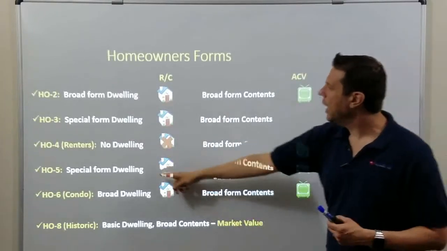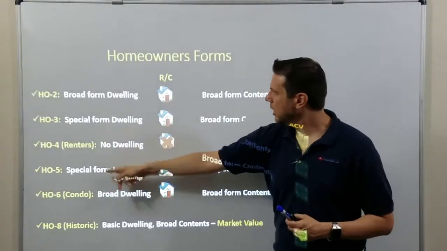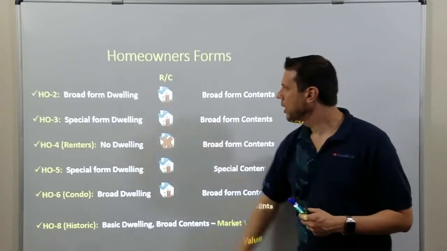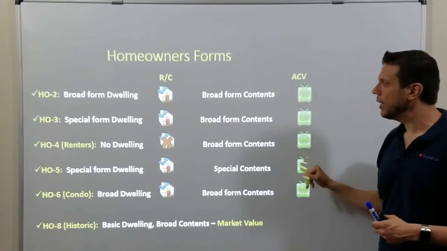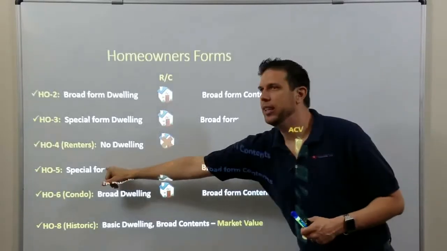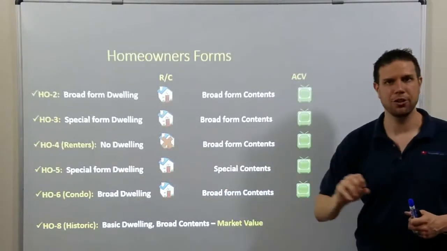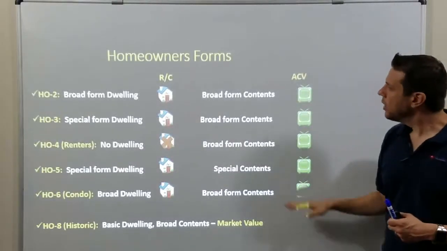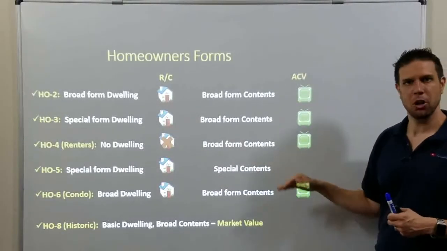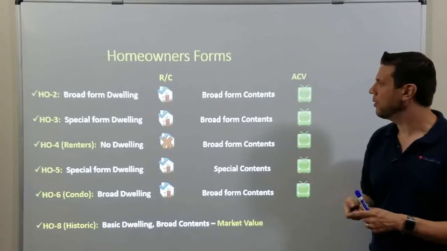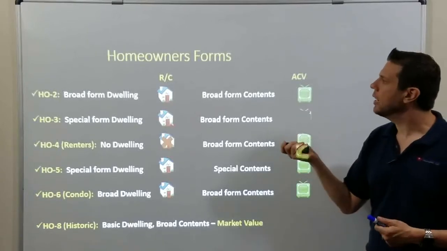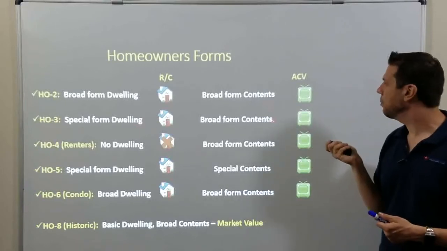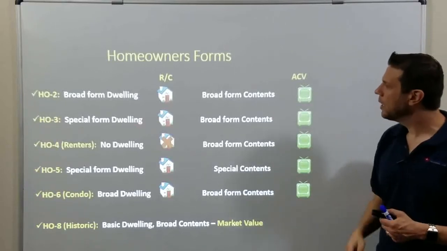An HO5 is just like an HO3, but an HO5 is special special. An HO5 would clean the deer blood off of your couch, TV and all that good stuff. So an HO5 is the best homeowners because it's special coverage A, special coverage C, but an HO3 is special coverage A, broad coverage C.